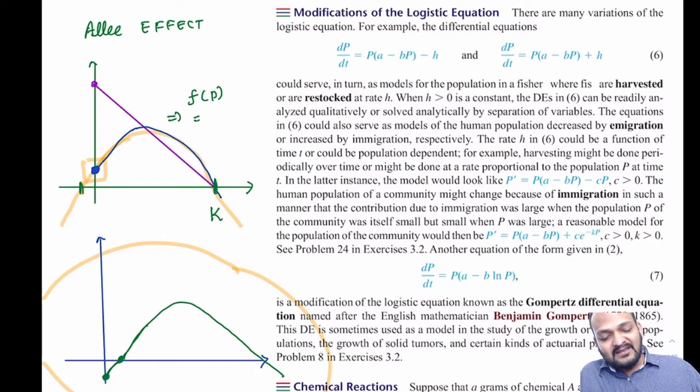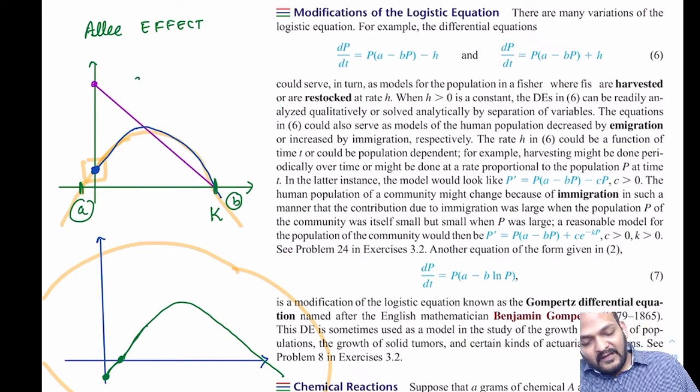Is going to be some sort of a quadratic. Suppose this point is a and this point is b, and a is negative and b is positive in this case. It's a quadratic equation. So therefore, this is going to be x minus a times x minus b, correct? In this case, p minus a times p minus b. I should say it better. So f of p is going to be p minus a times p minus b.